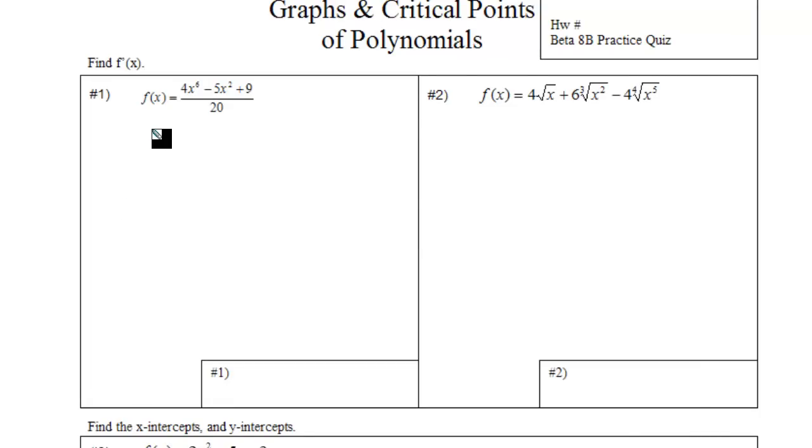We're supposed to find the derivative for this problem. We can't do it in its current form because it's a fraction. If there's more than one term in the numerator and it's a fraction, then we don't know how to find the derivative. We can change it.